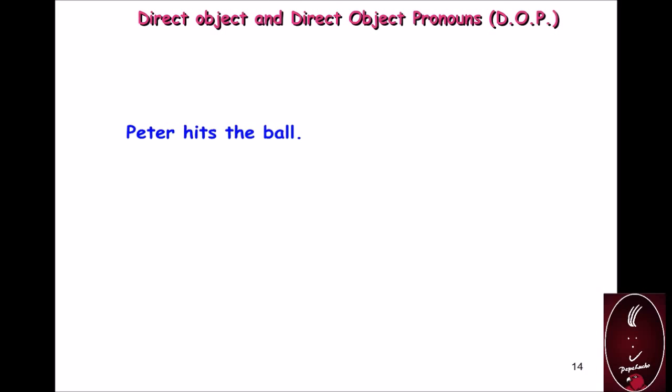Let's analyze those examples. Peter hits the ball. What is the subject? Peter is the subject. What is the verb? The verb is hits. And what is the ball? The ball is a direct object.